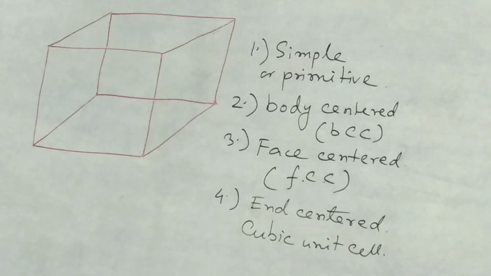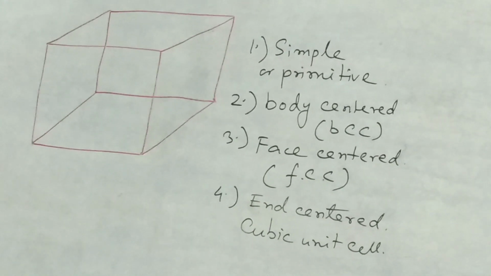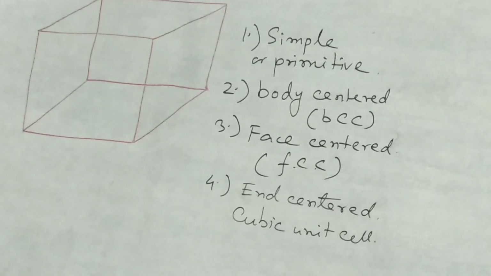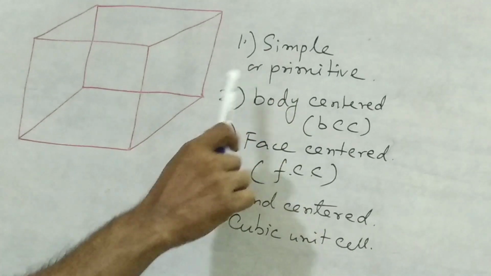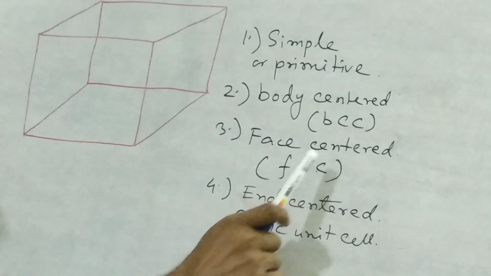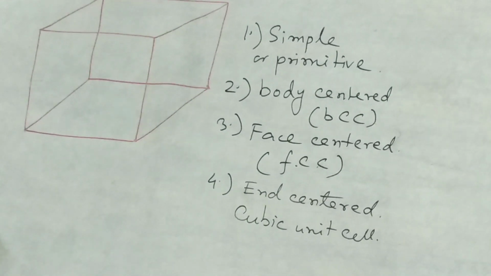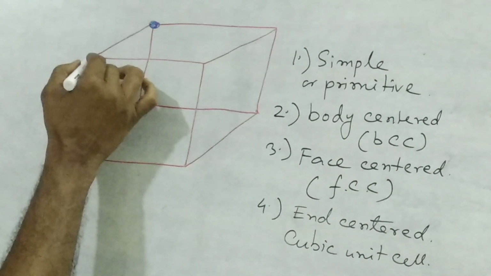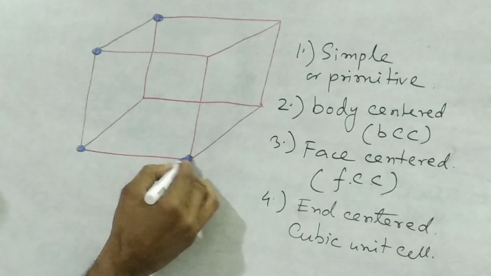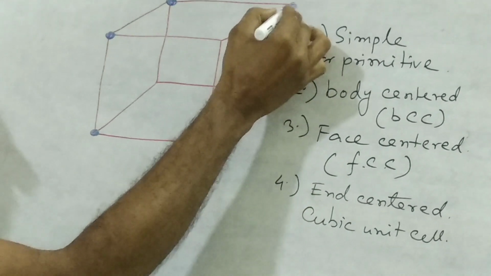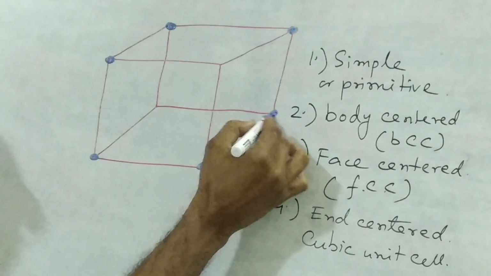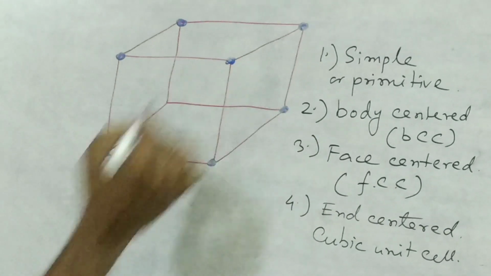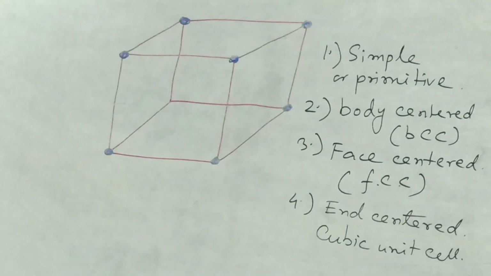So guys, there are four types of unit cells. We are studying cubic unit cells. So there are four types of cubic unit cells: simple or primitive, body-centered cubic, face-centered cubic or FCC, and end-centered cubic unit cell. In the simple or primitive unit cell, the constituent particles are at the 8 corners of the cube or of the unit cell. There are 8 corners of a cube and the particles are at the 8 corners of the unit cell. This is called a simple or primitive cubic unit cell.